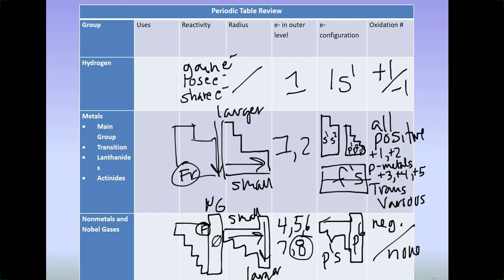So for the uses, we already kind of went through those in the slides. So just do your best with this. This is just meant to be a concluding summary chart.